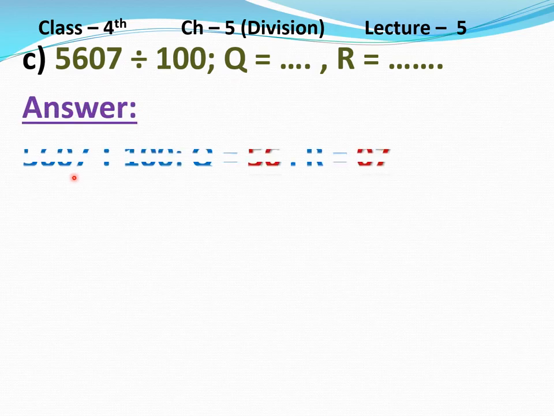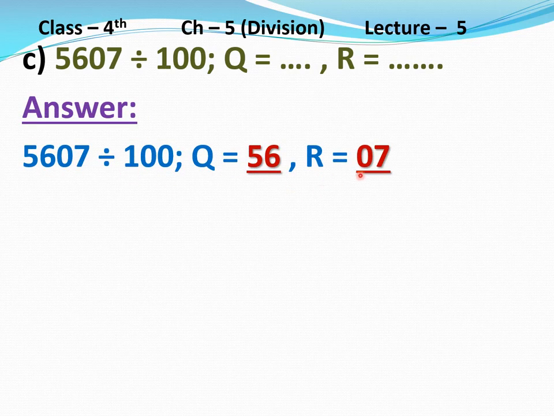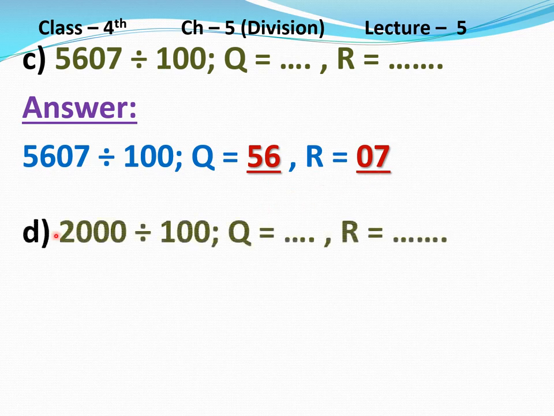Write down the answer: 5607 divided by 100. Quotient equal to 56, remainder equal to 7. Clear? Now D part: 2000 divided by 100.